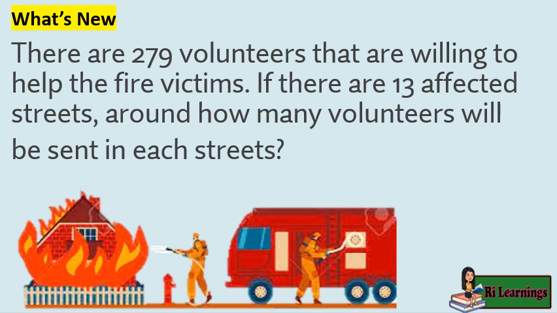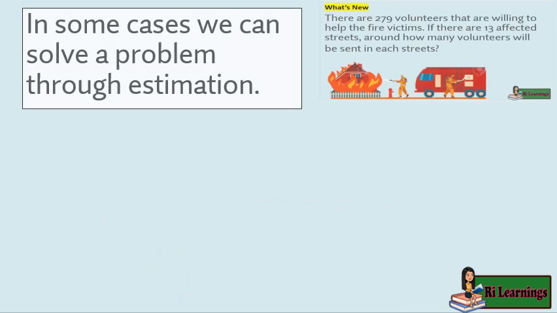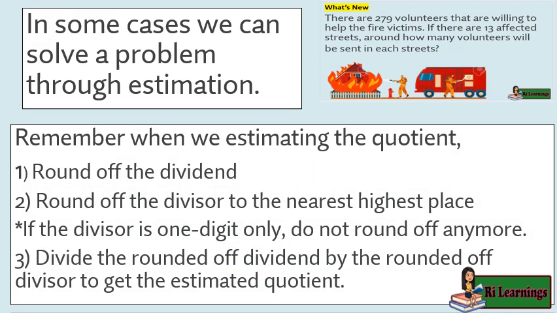Let's have more examples. There are 279 volunteers that are willing to help the fire victims. If there are 13 affected streets, around how many volunteers will be sent in each street? In some cases we can solve a problem through estimation. Remember when we are estimating the quotient.